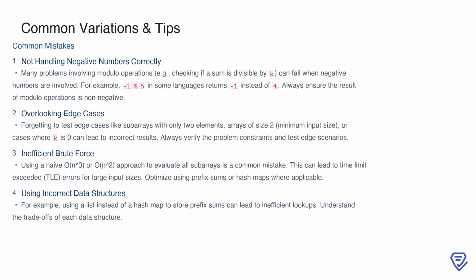Another common pitfall is relying on an inefficient brute force approach. Checking all possible subarrays with O(n³) or O(n²) complexity might seem straightforward, but it will fail for larger inputs due to time limits. Instead, optimizing with techniques like prefix sums or hash maps is key. Finally, using the wrong data structure can lead to inefficiencies. For example, a list instead of a hash map for prefix sums can make lookups much slower. Understanding the trade-offs between data structures ensures your solution is both correct and efficient.